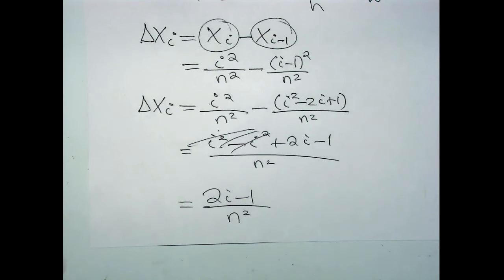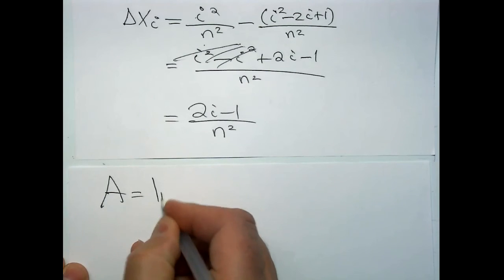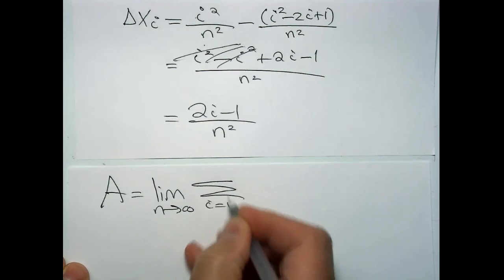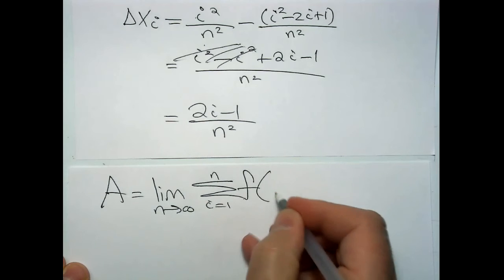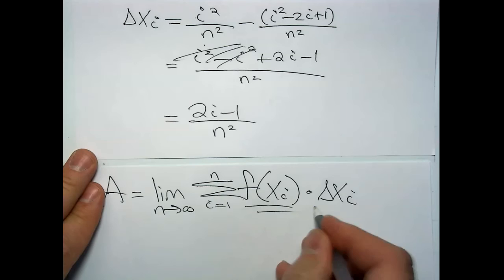Now, let's piece this together. So apparently the area would be the limit as n approaches infinity of the sum from 1 to n of f of x sub i times delta x sub i. I'm afraid they're both variable.